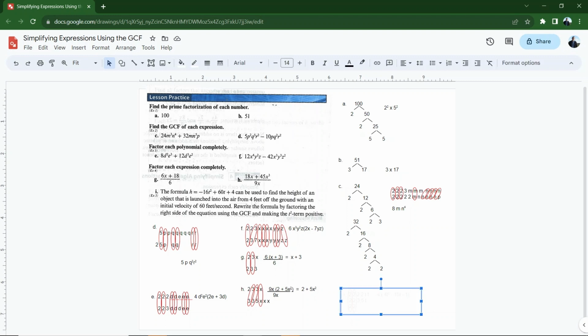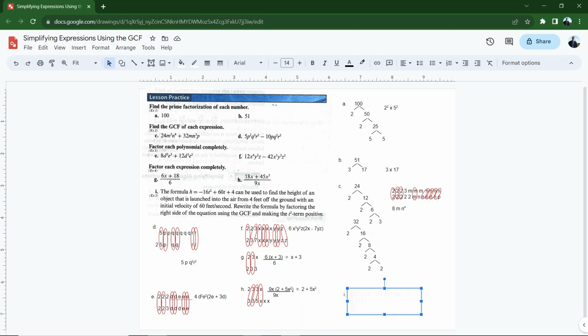And then the last one, I'm not a huge fan of this problem. It ends up being sort of a trivial problem in the end, but let's take a look at it. Okay, so letter I says that we have a formula, and we're going to try to rewrite the formula factoring the right side of the equation. So all we need to do is factor the right side of the equation. It's sort of hard to figure out what they're asking for.